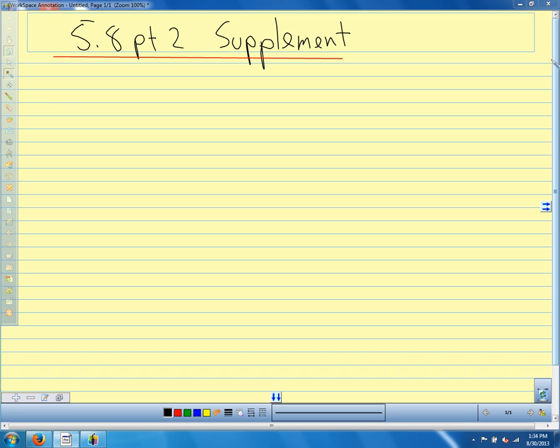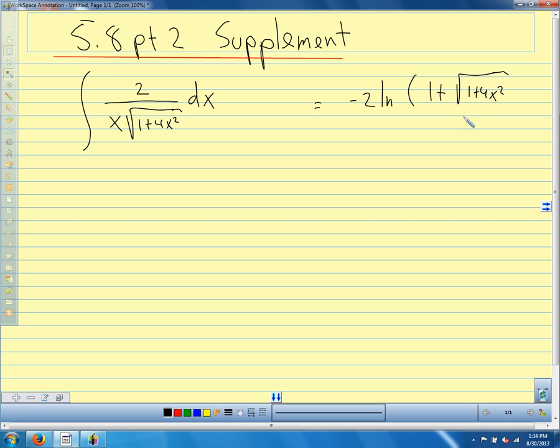So, in class, the problem that we were doing was we wanted to evaluate this indefinite integral, 2 over x square root of 1 plus 4x squared dx. We recognized that this was an inverse hyperbolic trig function, and we said that it came out to, finally, negative 2 natural log of 1 plus square root of 1 plus 4x squared, all over the absolute value of 2x, plus c. And this was the inverse hyperbolic cosecant form.